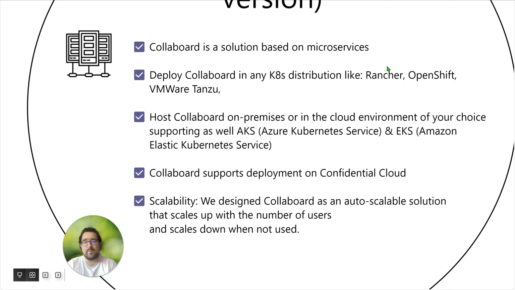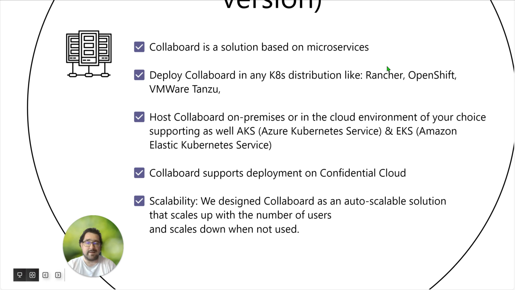You can either host Collaboard on premise, or you can do this in a cloud environment of your choice. So we are supporting Microsoft Azure, we are supporting AWS, and other cloud providers. So in this case, we can say Collaboard can basically be deployed anywhere if there is a Kubernetes infrastructure present. We also support the deployment in a confidential cloud. So if you have a need of even higher data protection in a cloud, then Collaboard supports a confidential cloud approach.